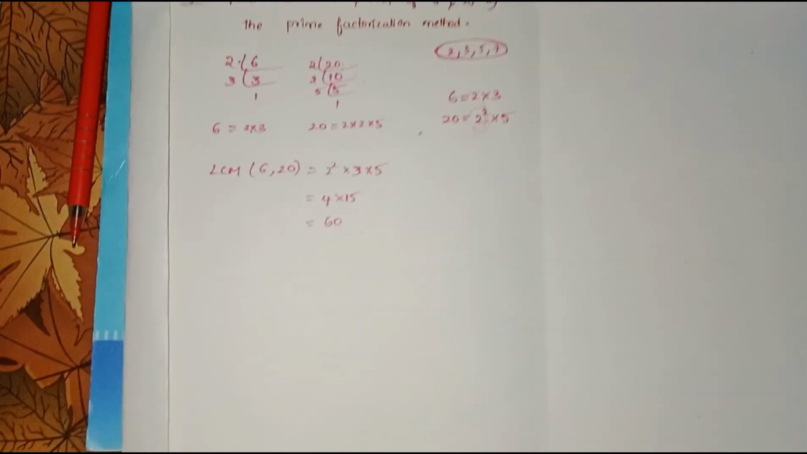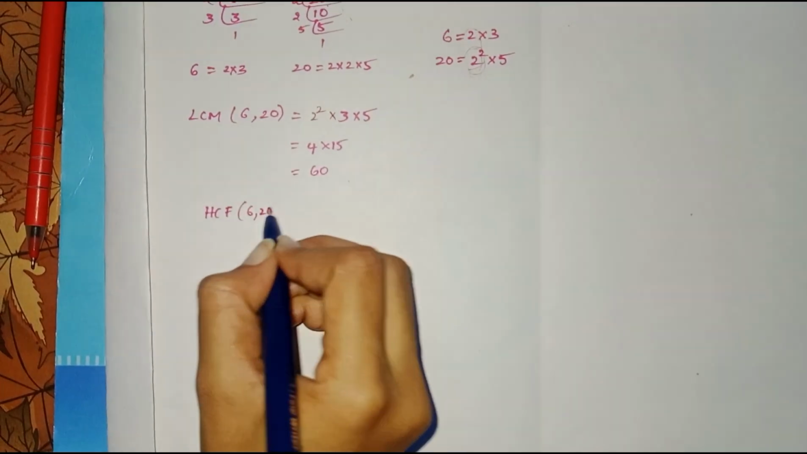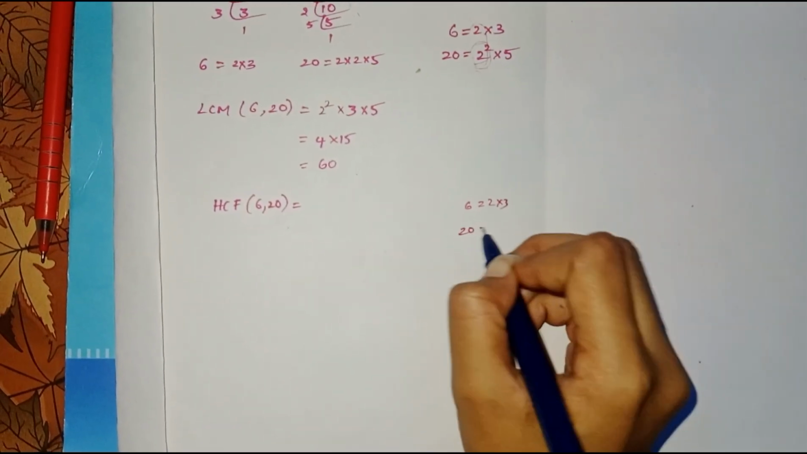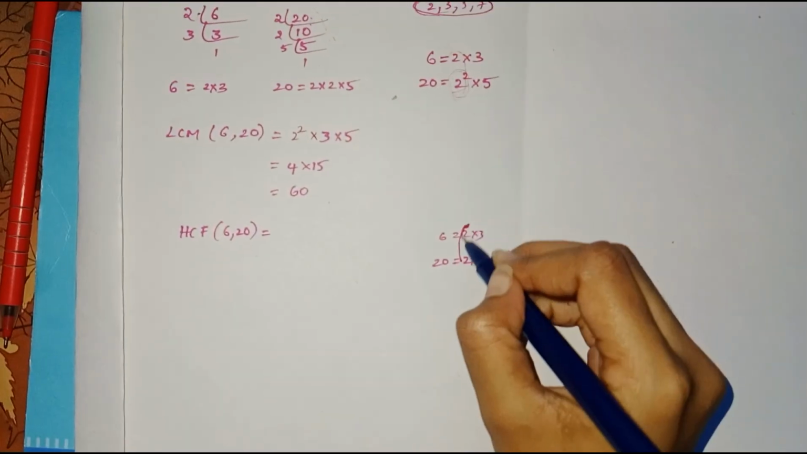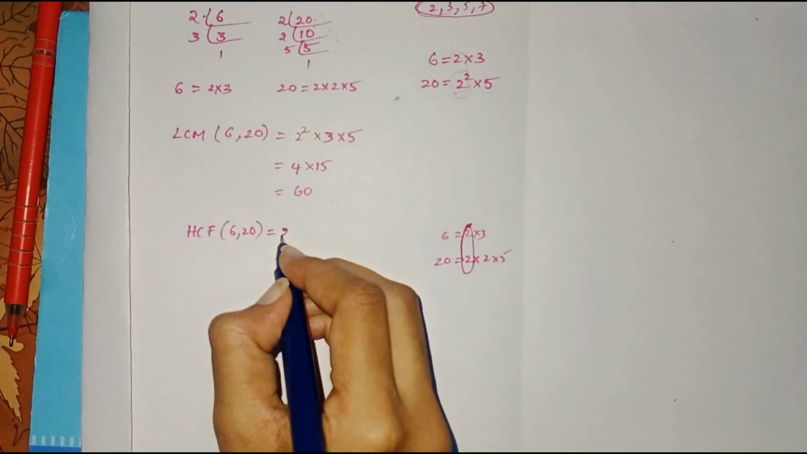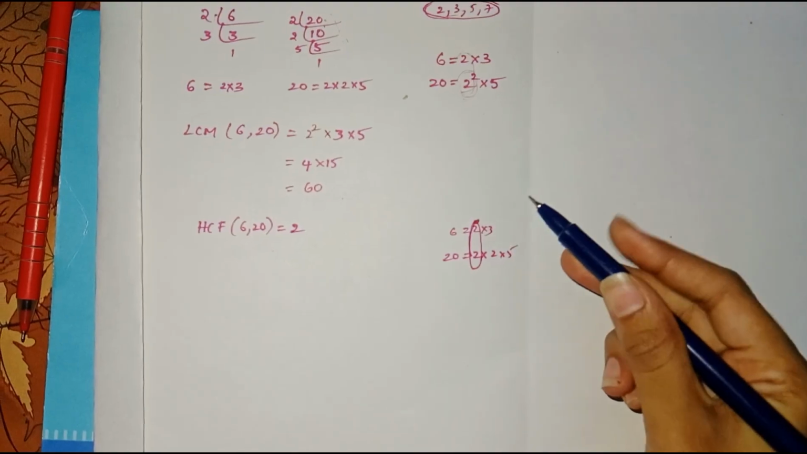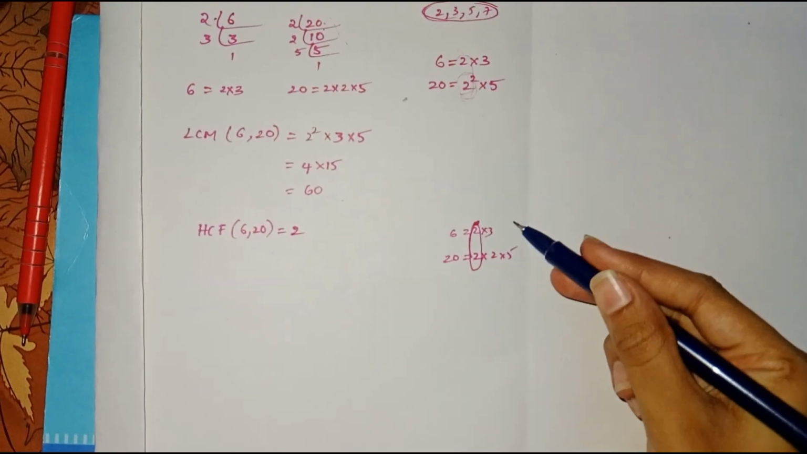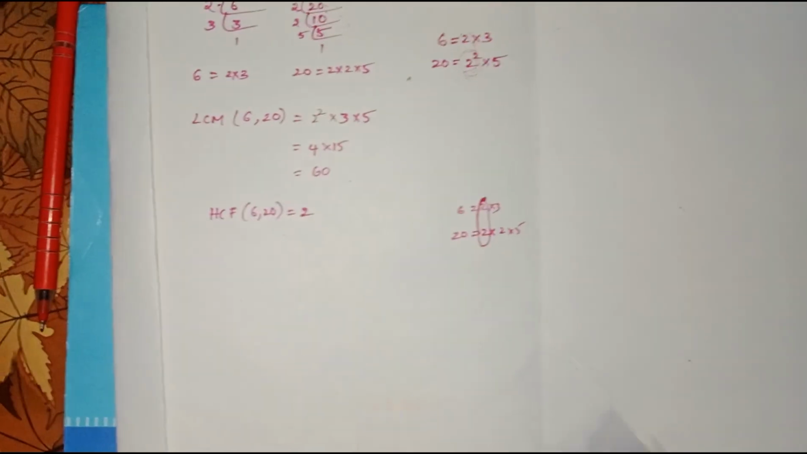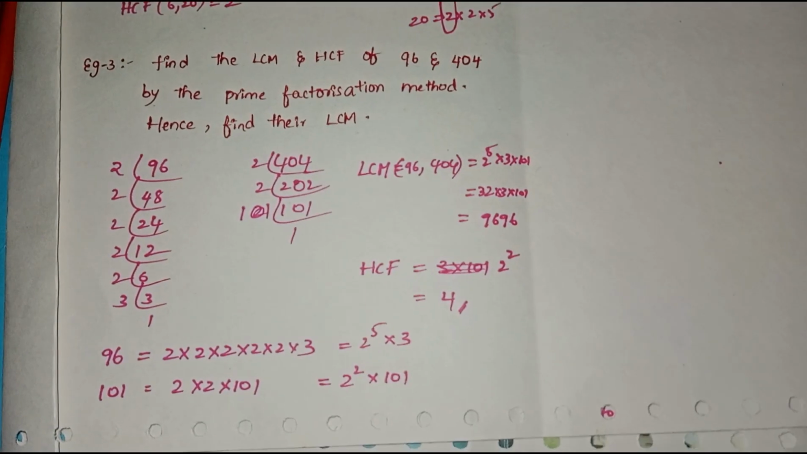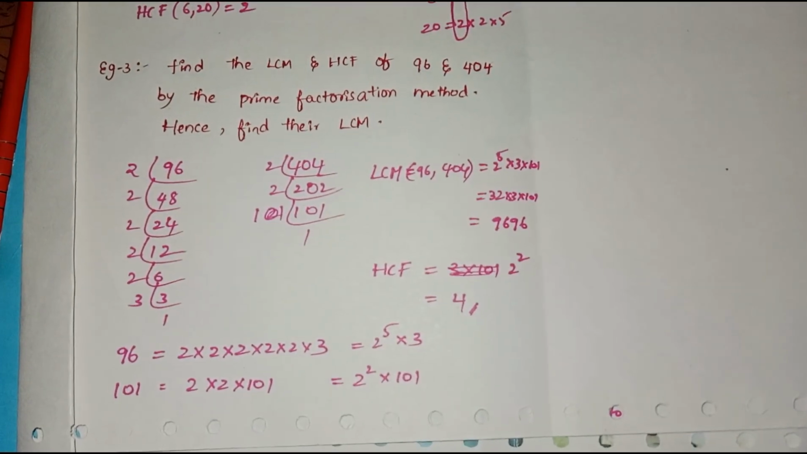Next point, HCF. Common terms in both numbers with the lowest power. 2 is common, so put 2. 3 is not paired up, 5 is not paired up, so 2 is the HCF for 6 and 20. This is the answer.